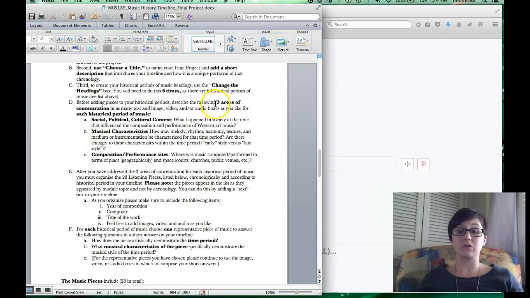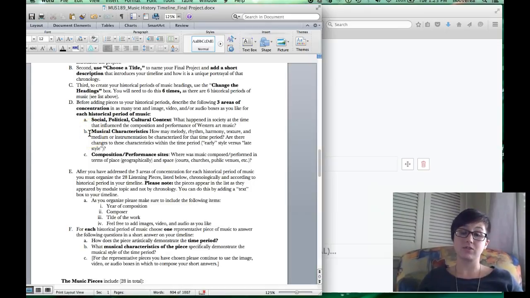So this means you're going to address these 3 areas of concentration for all 6 periods of music covered in the course. The 3 areas of concentration include social, political, and cultural context. You'll want to answer the question, what happened in society at the time that influenced the composition and performance of Western art music for the Classical era or Baroque era?